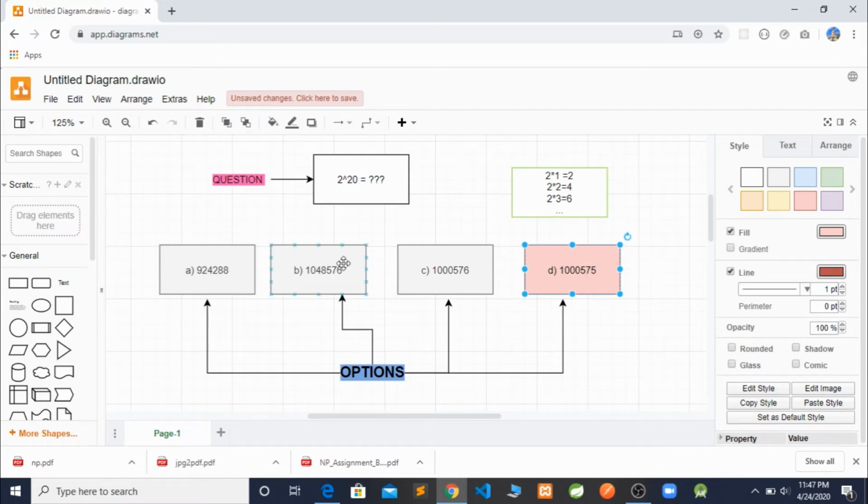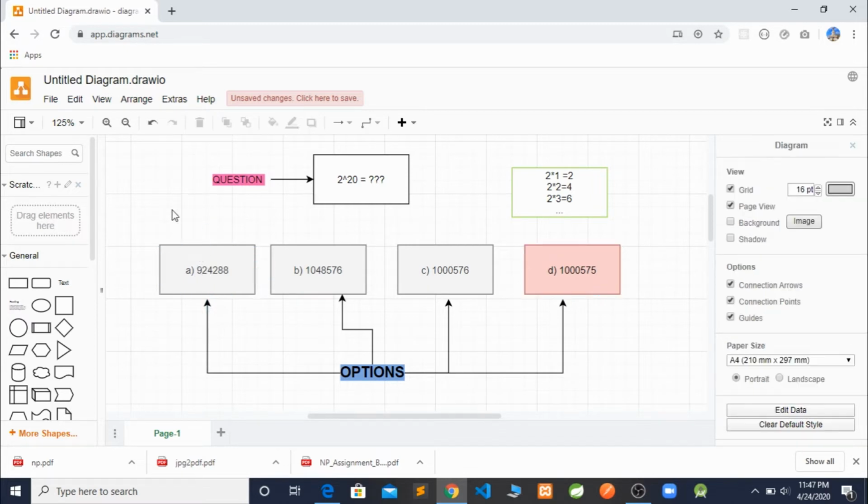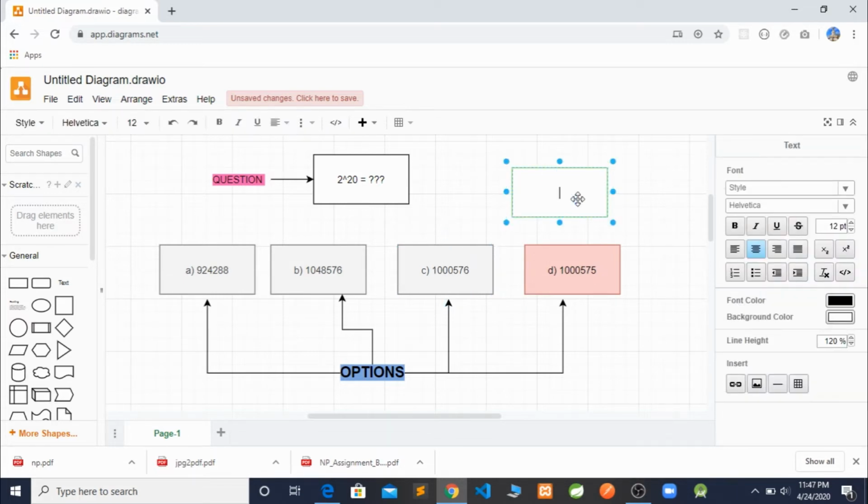Okay, when we compare A, B, or C, we can't tell exactly because all of these are even, right? So we have to go further and find out which one is correct. All right, so I'm going to remove that and try. Let's try. How much can you calculate in your head, 2 to the power 10, 12? Okay, let's try.